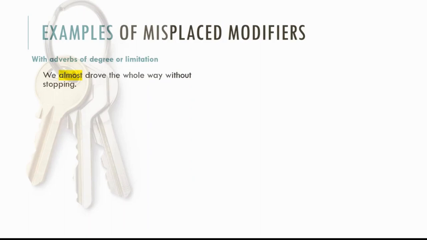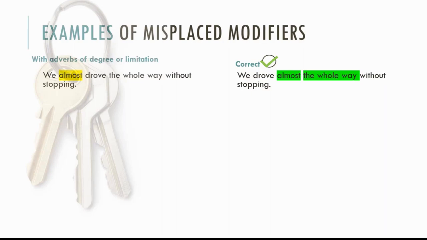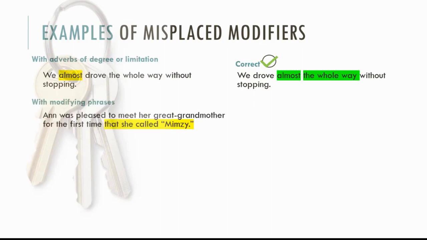So we almost drove the whole way without stopping. In casual conversation, it kind of makes sense. But there is a question, there is an ambiguity. Did you drive almost the whole way without stopping? Or did you almost do something else? It's not quite in the right spot.